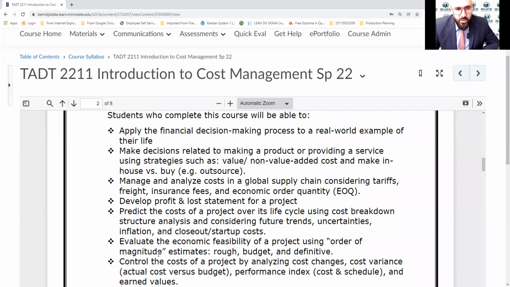After finishing this course, you will be able to apply the financial decision-making process to a real-life example of your life. Make decisions related to making a product or providing a service using such strategies as value or non-value added cost, make in-house or buy, or what we call outsourcing. Manage and analyze cost in global supply chain management, including the economic order quantity. This is one of the concepts that we're going to talk about.